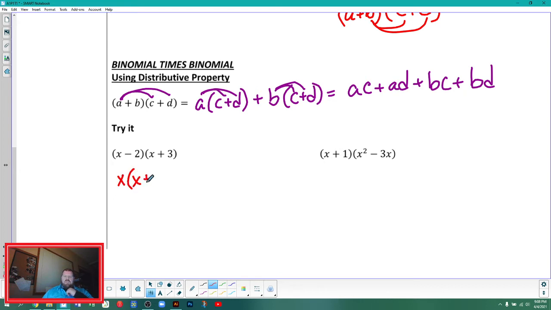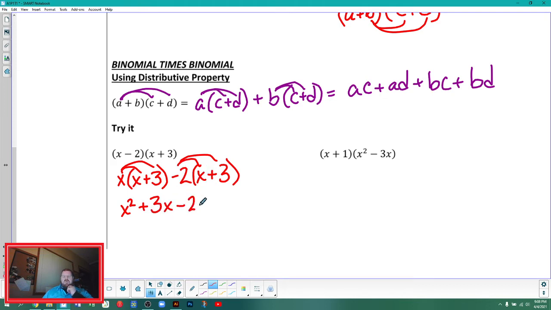x times x plus 3. Then I have a minus 2 times x plus 3. Now I can double distribute, or do my second round of distributive property. x times x is x squared. x times 3 is plus 3x. Negative 2 times x is negative 2x. And negative 2 times positive 3 is negative 6.